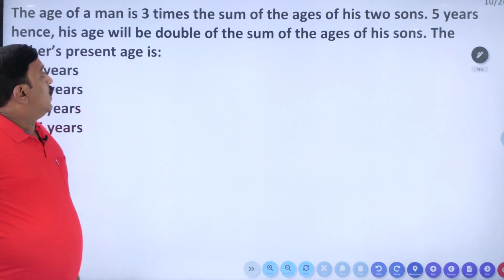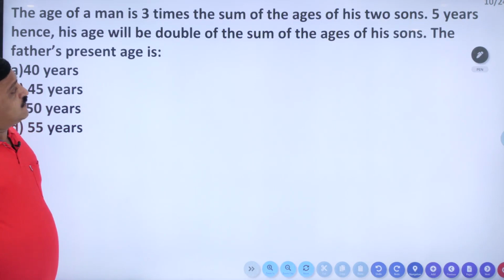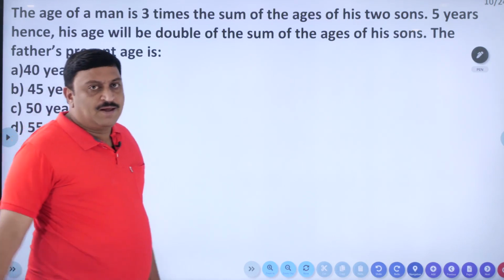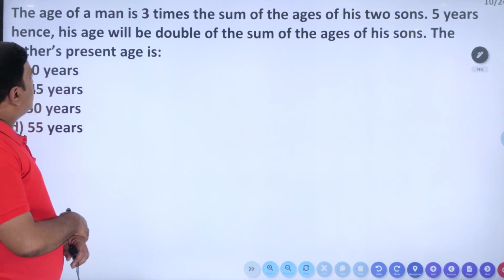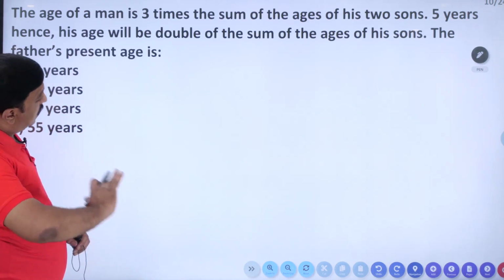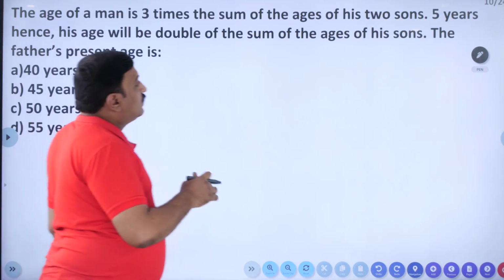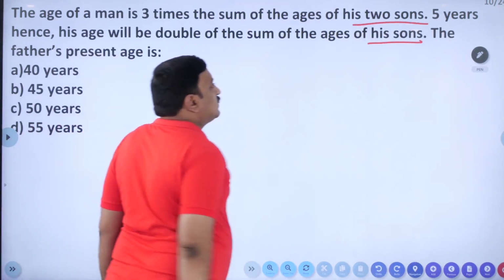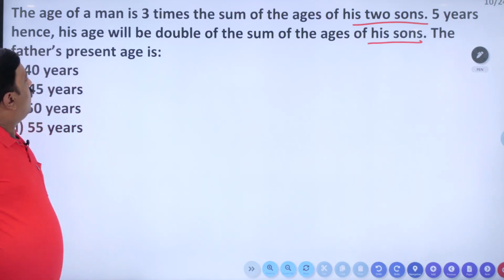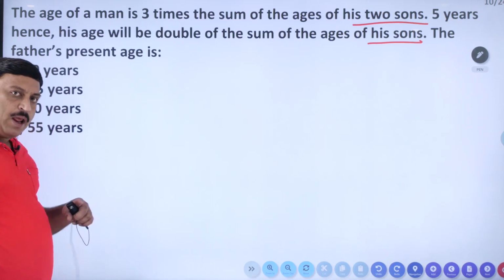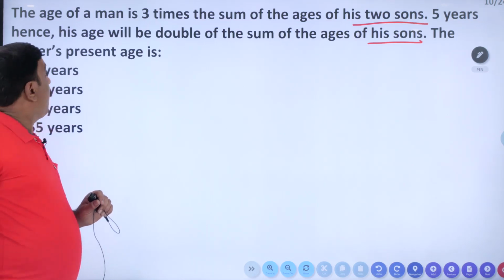The age of a man is 3 times the sum of the ages of his sons. His 2 sons. Till now, it was one father, one son only, one mother, one son, one mother, one daughter, like that. Now it is two sons. 5 years hence, his age will be double of the sum of the ages of his sons. So his sons means how many? Two sons. The father's present age is? You try, then see the explanation.